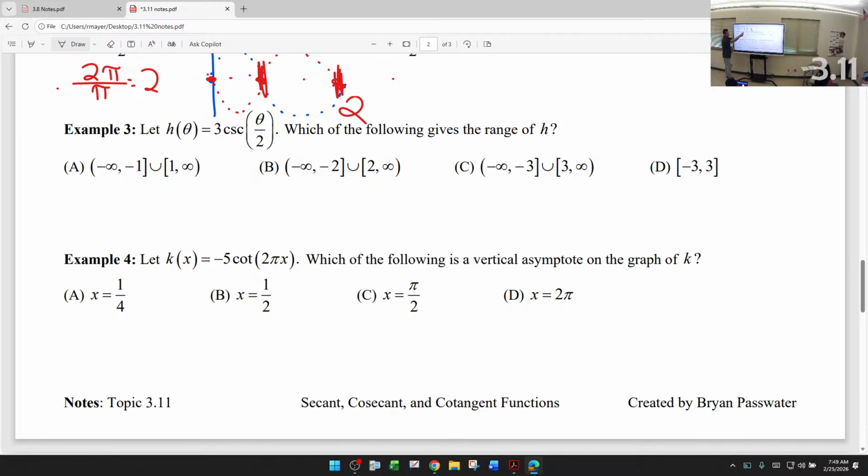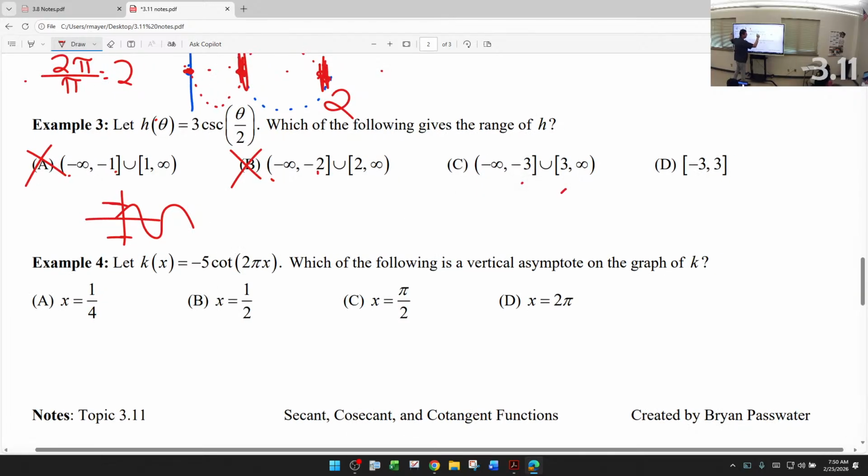So this is cosecant, and cosecant goes with sine. Sine looks like this, but we're going from 3 to -3. And if this is going from 3 to -3, that has to mean that cosecant is going from -infinity to -3, and 3 to infinity.